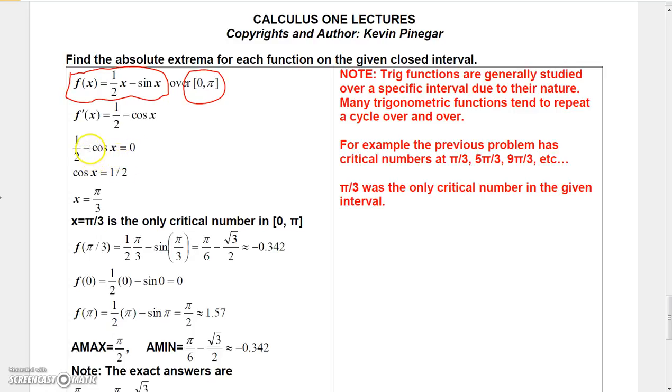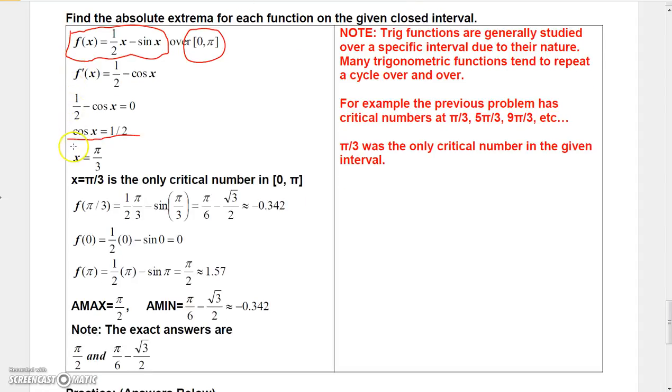And if you move the minus cosine x to the other side, you basically get the equation cosine x equals 1/2. Well, cosine x equals 1/2 at a lot of different values, but on the interval from 0 to pi, it only equals 1/2 at pi over 3. So pi over 3 is the only critical number that falls in this interval 0 to pi.